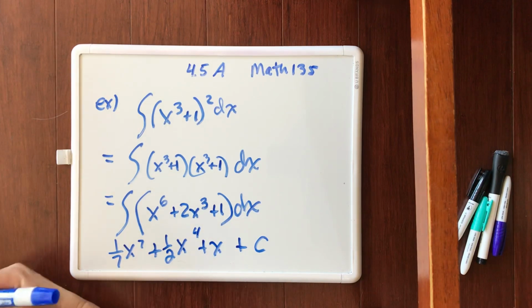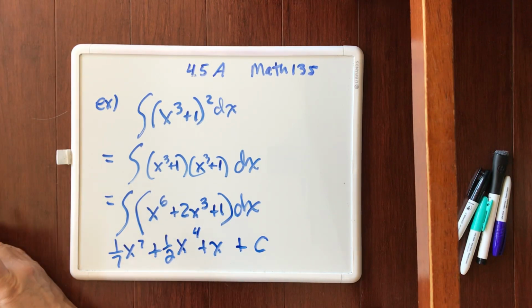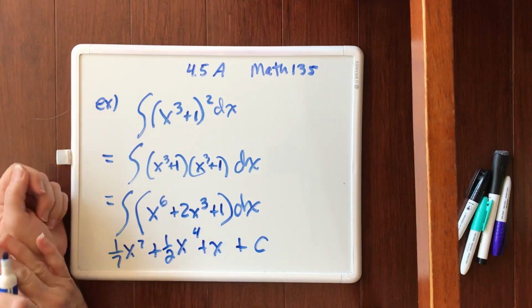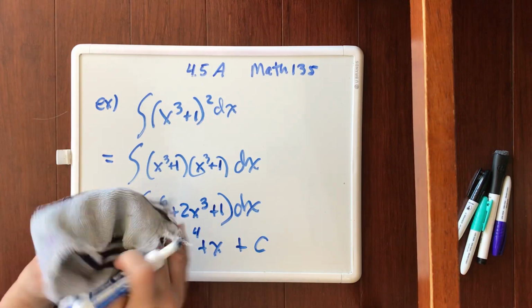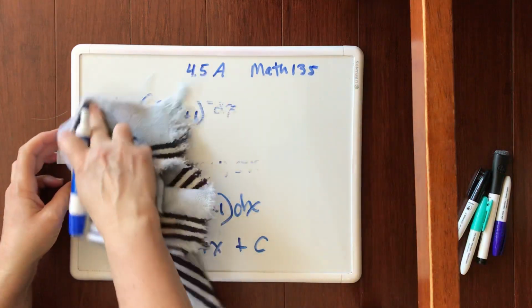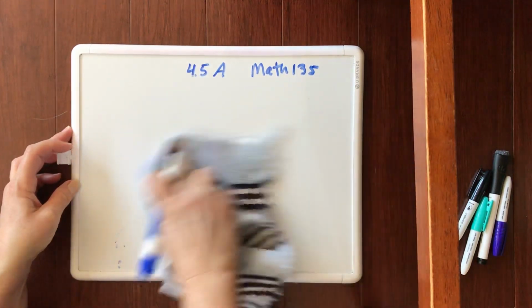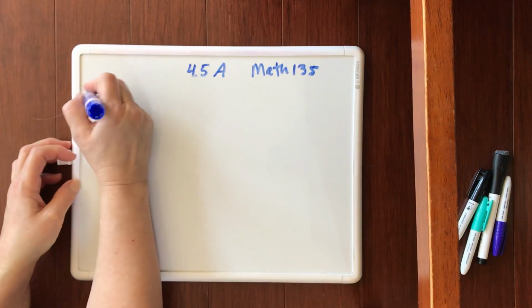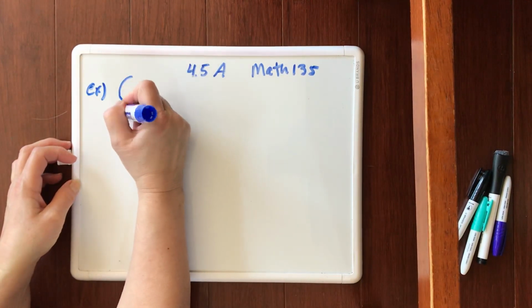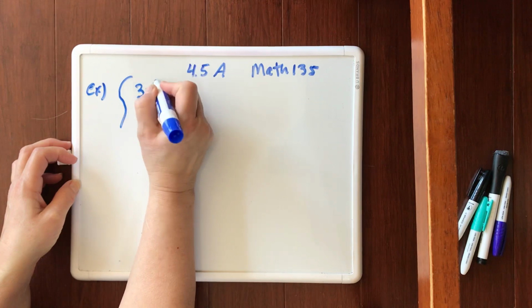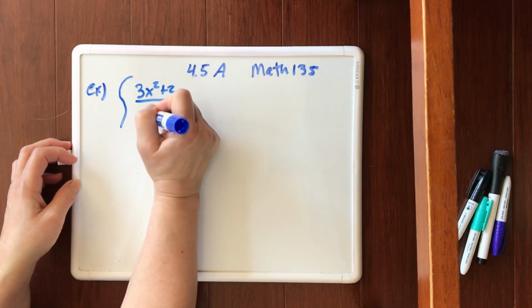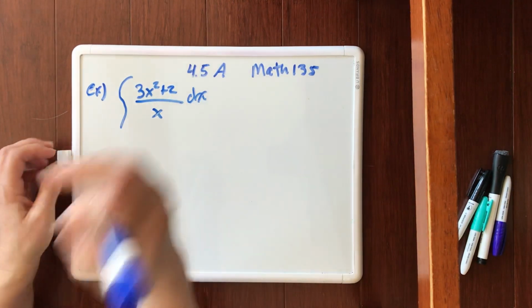Okay, very good. All right, we have some more problems to do. All right, this one's going to take a little bit longer to do. No problem though, we can do it. Okay, so here's our next example. We're going to integrate (3x squared plus 2) over x dx.